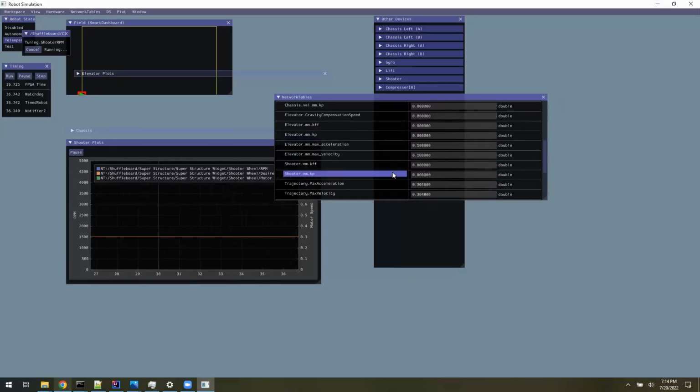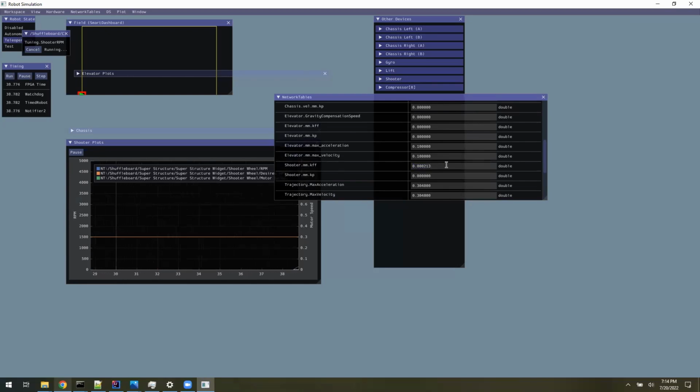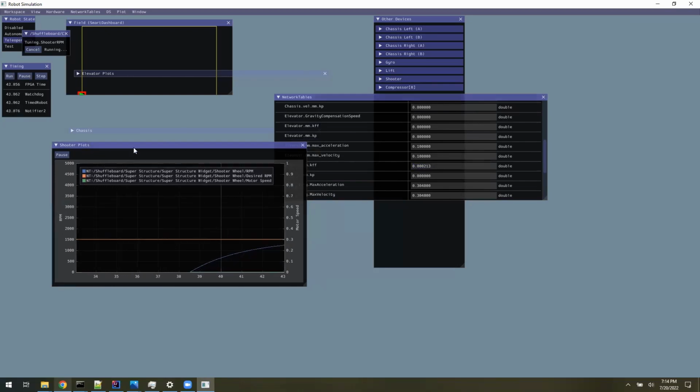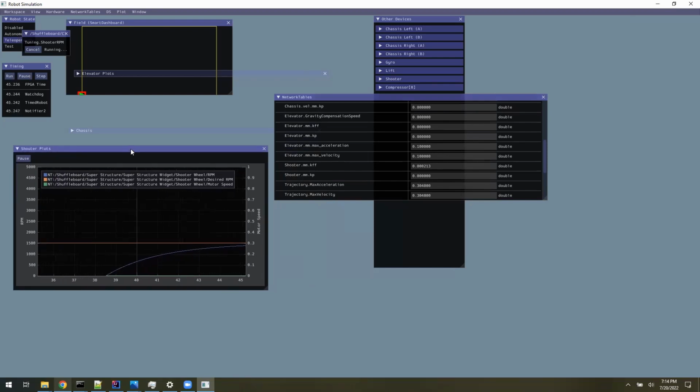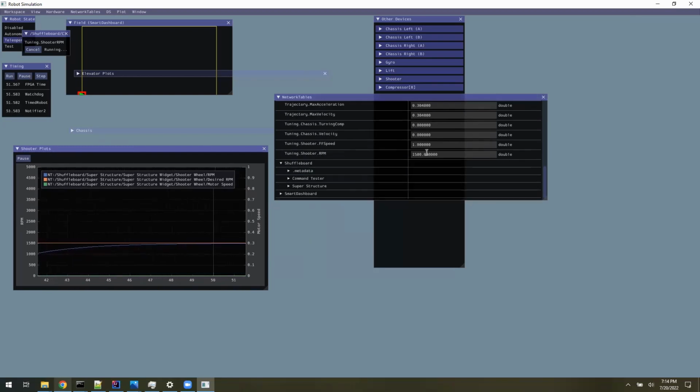But theoretically, if I put this in here, I should get pretty close. My 2 lines should coalesce. And that looks pretty good. Ridiculously slow, but it gets to my 1500 nonetheless. Let's see if it can do 1000. Gradually slowing down.